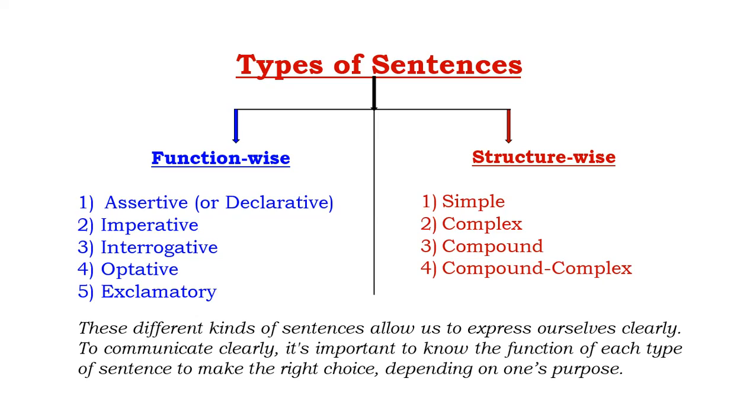These different kinds of sentences allow us to express ourselves clearly. And to communicate clearly, it is important to know the function of each type of sentence to make the right choice depending on one's purpose. I will explain all these sentences to you one by one in our coming sections.